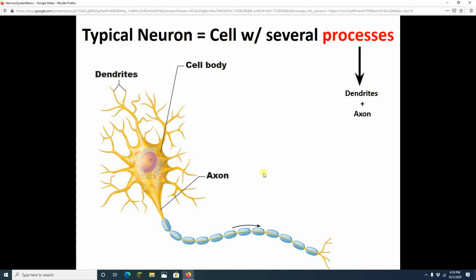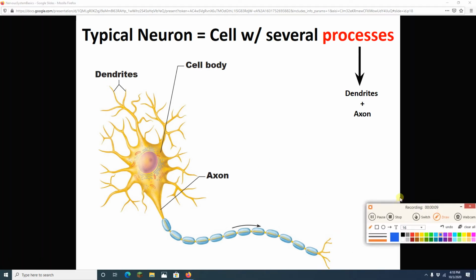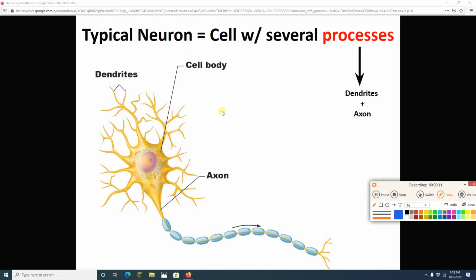Hey, we're back for Nervous System Basics lecture number 2. And we are starting with the structure of a neuron. This is a typical neuron. A neuron is more or less a cell with several processes.